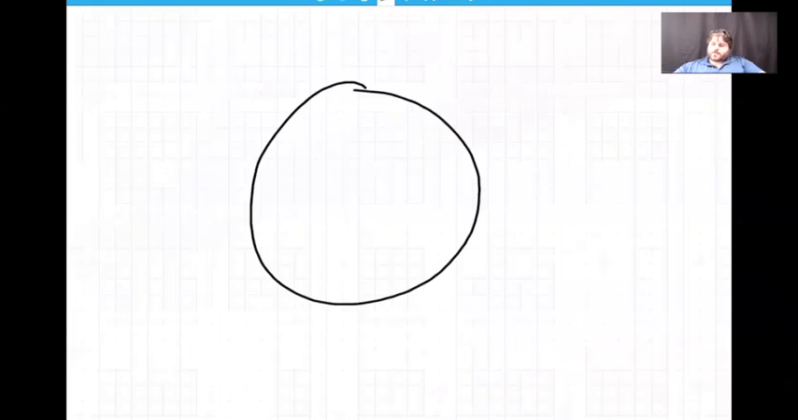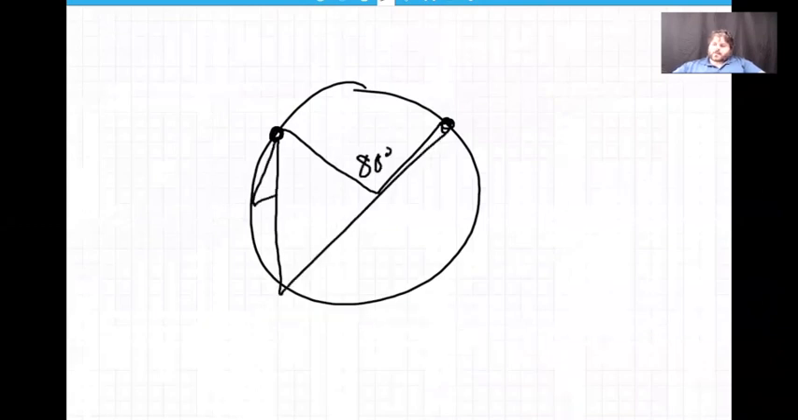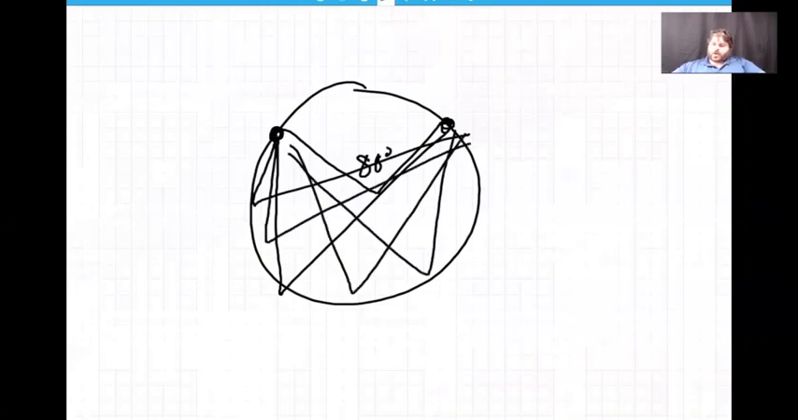All right, so another special case. Let's say here's my two vertices, and my central angle is, let's say, 80 degrees. We'll say the central angle is 80. So if I bring it back to here, that's 40. If I bring it back to here, that's 40. Basically, if I bring it back to any point, I'm making a 40-degree angle.